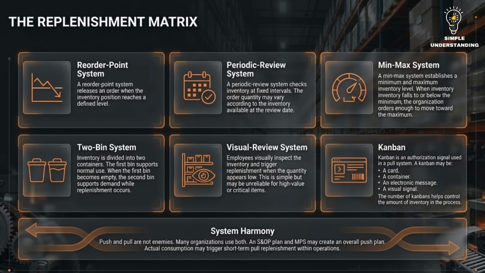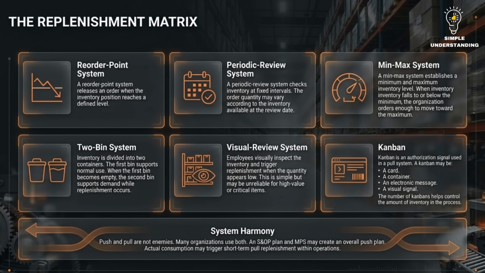Kanban. Kanban is an authorization signal used in a pull system. A Kanban may be a card, a container, an electronic message, or a visual signal. The number of Kanbans helps control the amount of inventory in the process.